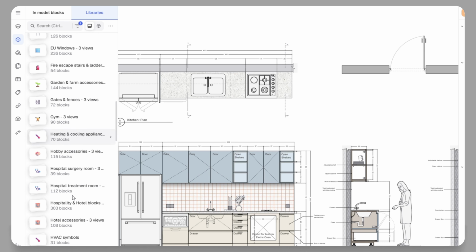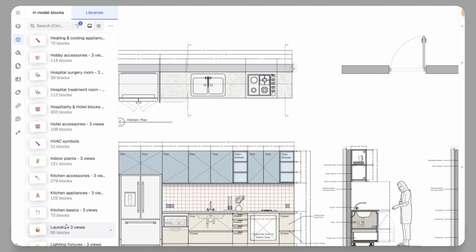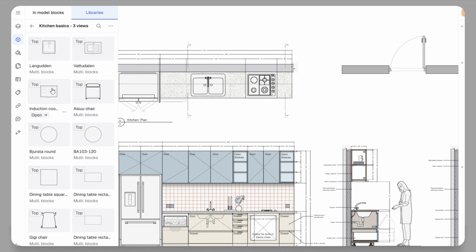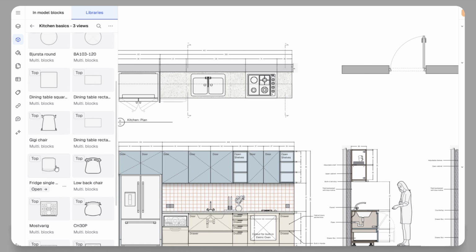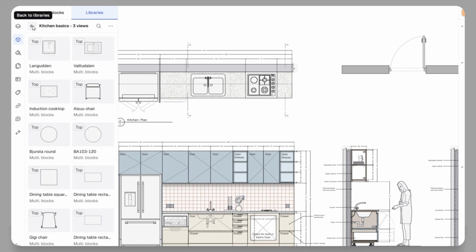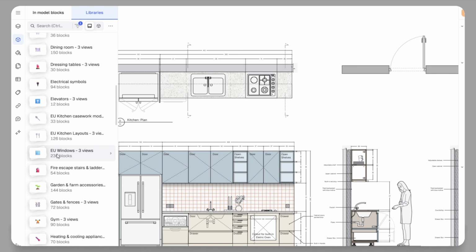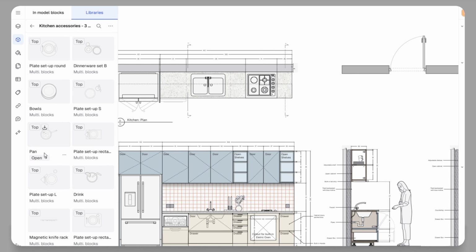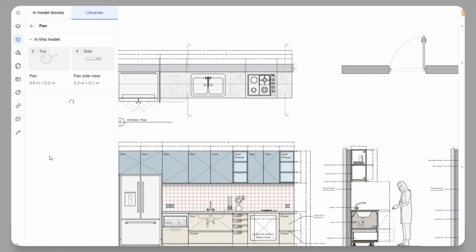For kitchen alone, you will find 3 separate folders: kitchen basics, appliances, accessories. Let's open kitchen basics. Here you will find everything: sink, stove, refrigerator, all ready to use. When I open an element, you will notice that it includes top, front, and side views, which is extremely helpful. I can use the top view for my floor plan and the front view for my elevation without drawing anything from scratch.